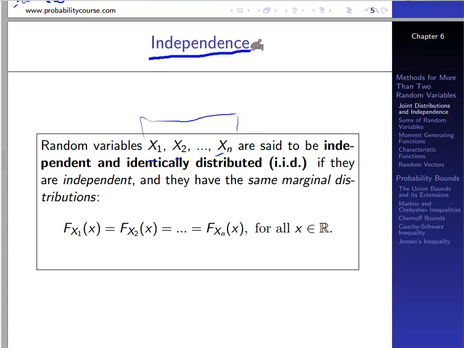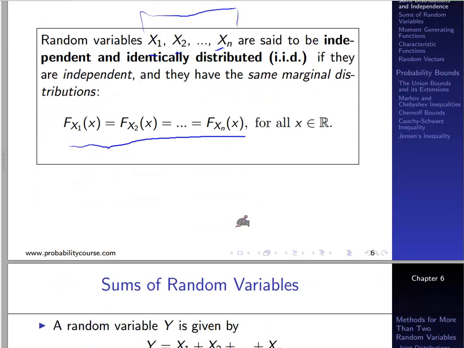Okay, so the only thing that you're adding is they're both independent and they have the same CDF, which means if they're continuous, they have the same PDF, and if they're discrete, they have the same PMF. Okay, and we'll be seeing plenty of examples of this later on.